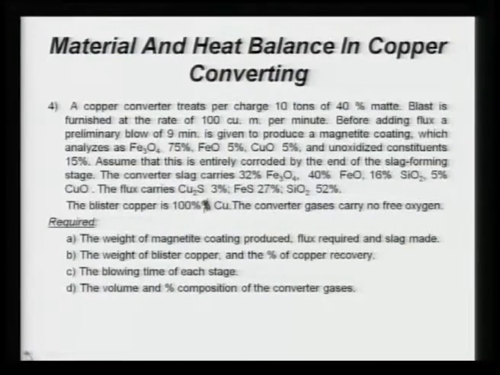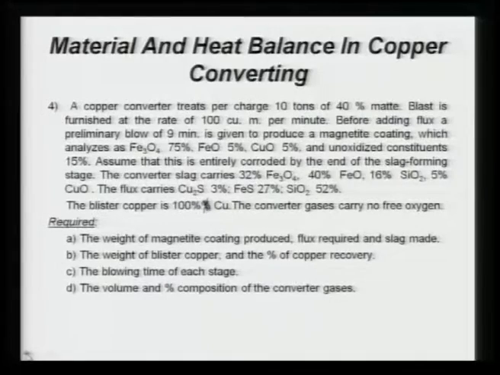What I thought is that let me read all the problems, and I will take the solutions one by one. So, here is problem number 4. A copper converter treats per charge 10 tons of 40% matte, that is copper grade is 40%, blast rate is given. Before adding flux, a preliminary blow of 9 minutes is given to produce a magnetite coating. Now, this problem is a little different for the converter operation. Here first the problem says a magnetite coating is imparted, whose composition is given. Assume that this is entirely corroded by the end of the slag forming stage.